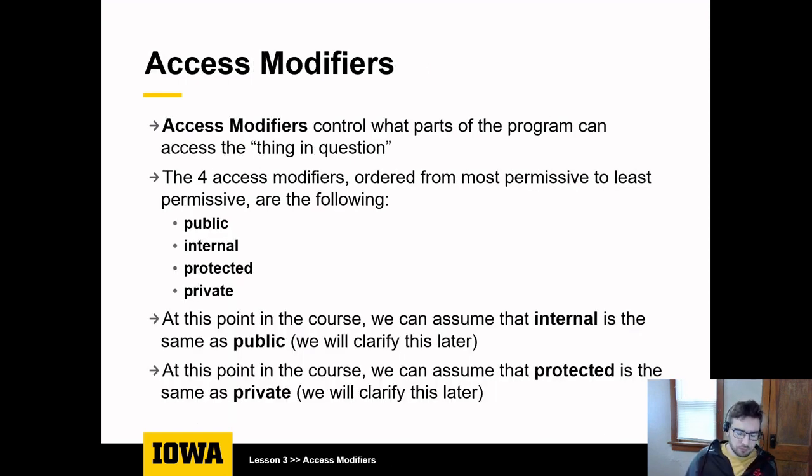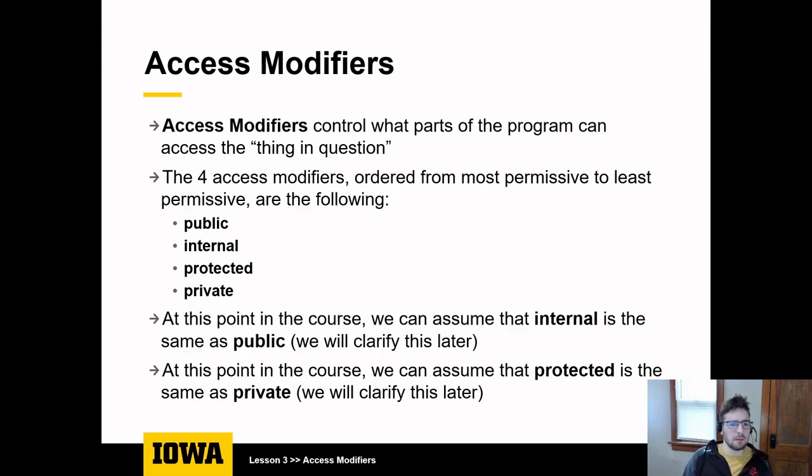Okay, so an access modifier controls what parts of a program can access the thing in question. And I'm saying thing in question, I'm being vague intentionally because these access modifiers pop up in all different places in the language. They pop up on classes, they pop up on properties, they pop up on that get set syntax, pop up on methods. So there's all sorts of things that they control, but the interesting thing is it's the same 4 words no matter where they're popping up: public, internal, protected, and private. These are the 4 access modifiers.